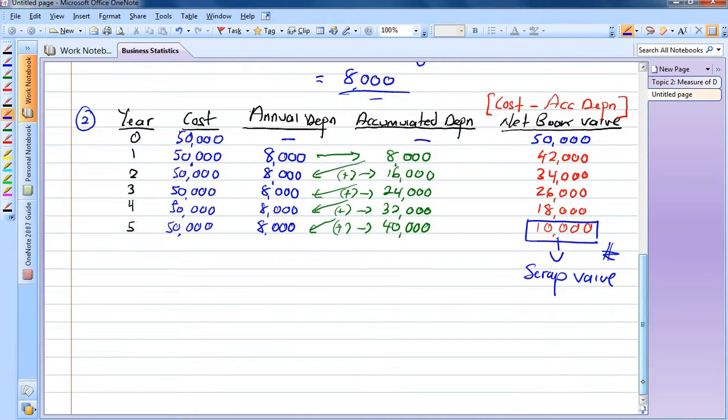Now let's move on to our second method, reducing balance method, RBM.